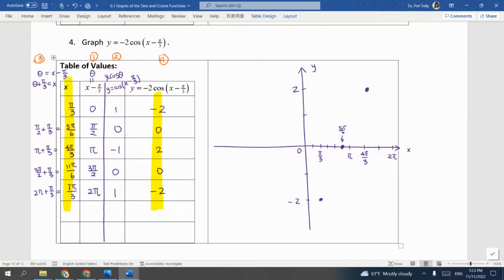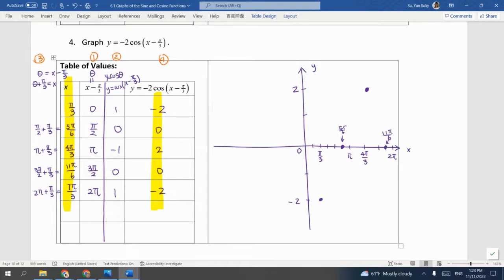And then 11 pi over 6. Do you think 11 pi over 6 is 2 pi minus pi over 6? Because the 12 pi over 6 is 2 pi. So this is 2 pi minus pi over 6, which is right here. So this is 11 pi over 6 right here. Is that okay, everybody? So this is pi. You divide it into 6 pieces. And then this is 11 pi over 6. And at 11 pi over 6, we get 0.